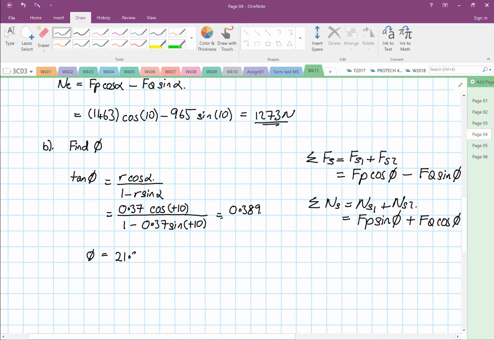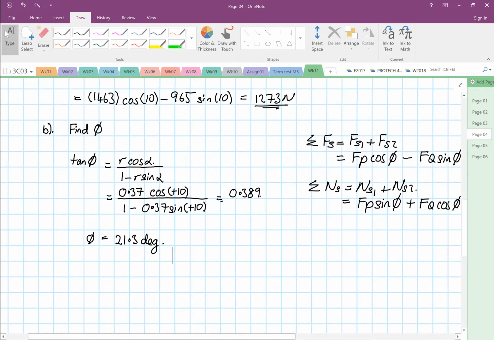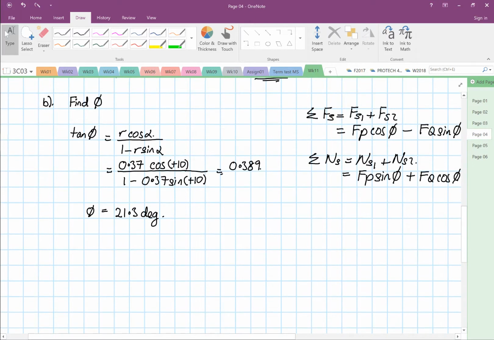I'm going to call it 21.3 degrees. So from here you can calculate the area of the shear plane. Let's not calculate the area of the shear plane first. Let's do some simple calculation to calculate our Fs and Ns. Okay, so Fs, we have to calculate the shear angle because the formula we are going to use is related to the shear angle.